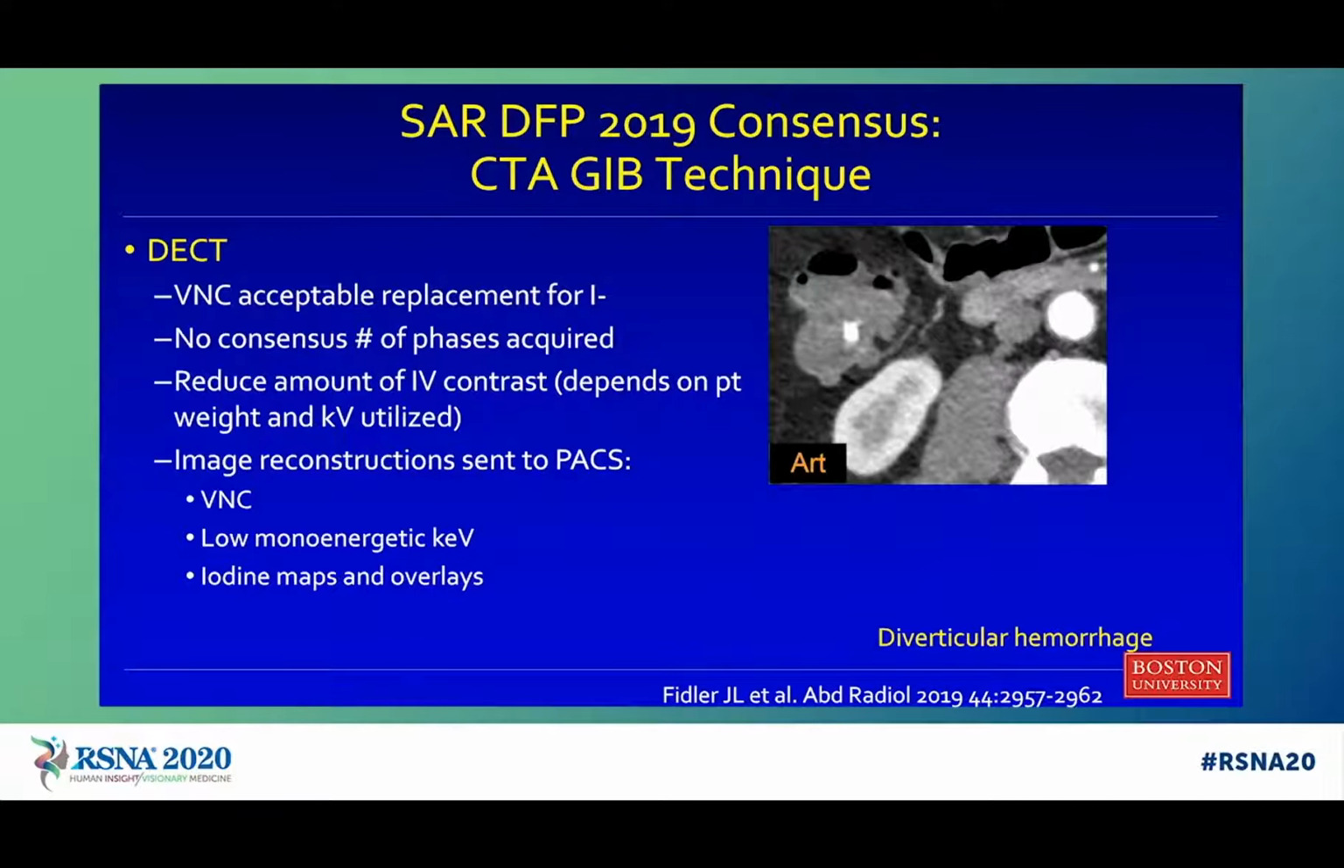Here's an example of a dual energy CT case. There's a focus of hyperattenuation within the ascending colon on this arterial phase.